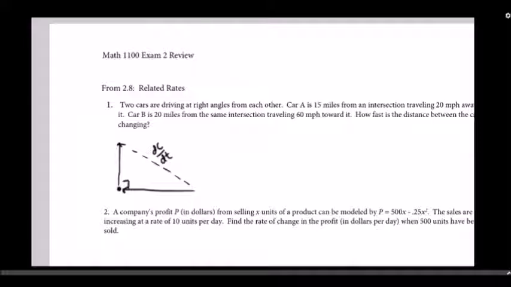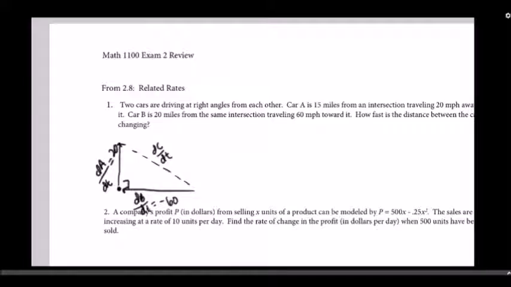And the rate of change of this side over here, A: it says car A is 15 miles from an intersection traveling 20 miles per hour. So dA/dt equals 20. And then dB/dt, car B is traveling 60 miles per hour. But since it's going towards the intersection, it's going to be negative 60 miles per hour.